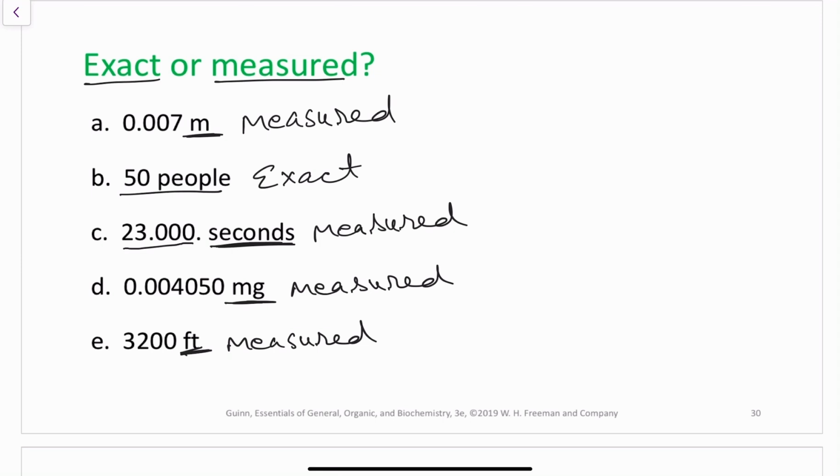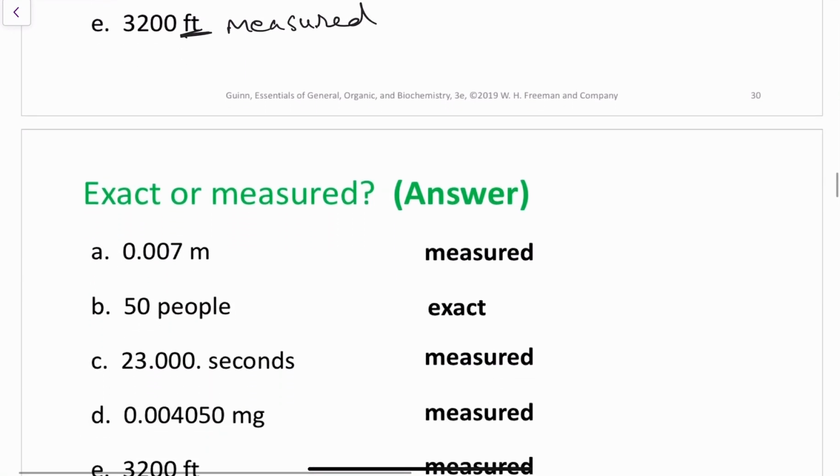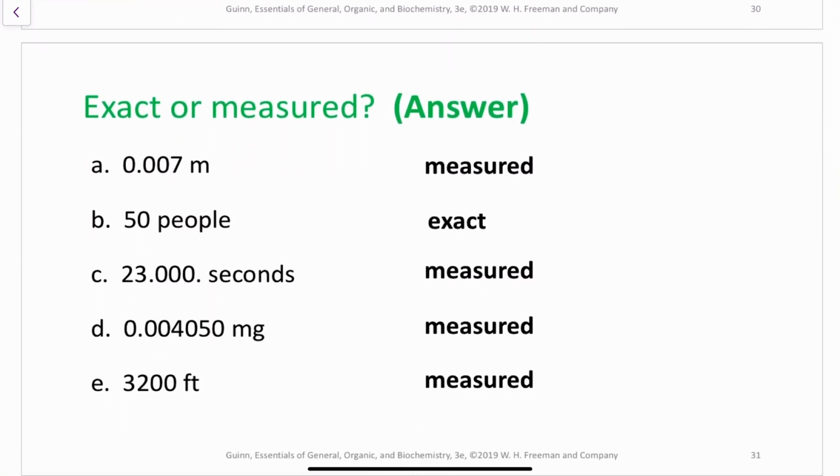Let me give you one more example. If I say 3 oranges, are they exact or measured? 3 oranges we can count: 1, 2, 3 oranges. This is just counting. 3 oranges is always 3 oranges, doesn't matter which unit of measurement you're using. So this is exact. So remember how you can figure out exact and measured quantities. This is the same answer that we discussed on the previous slide.